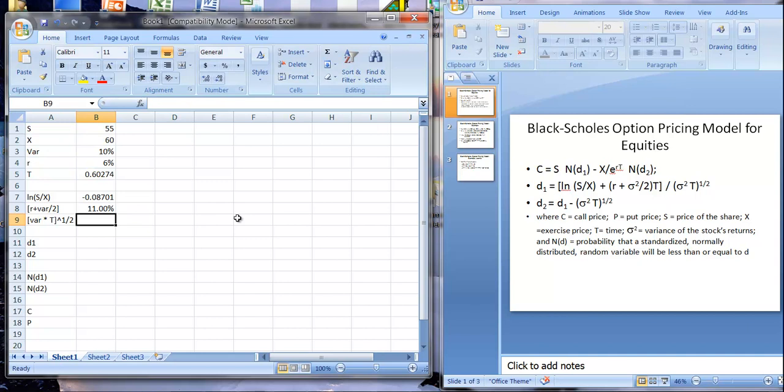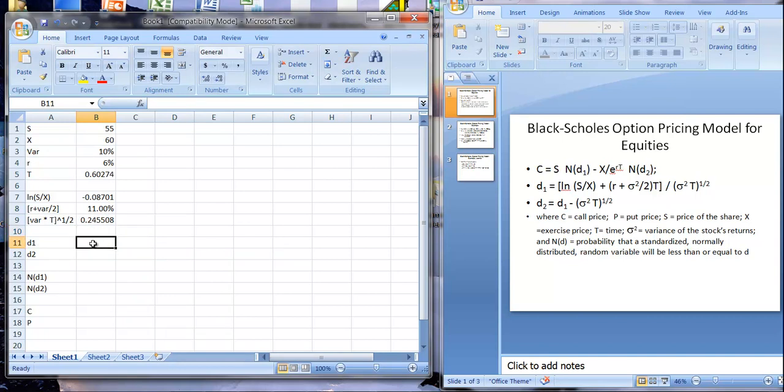All right, and then we want the variance times t, and we want to take the square root of that. There's a square root function, and so let's put square root of variance. Variance is in B3 times time, which is in B5, and close up the parentheses, and so we get that information.